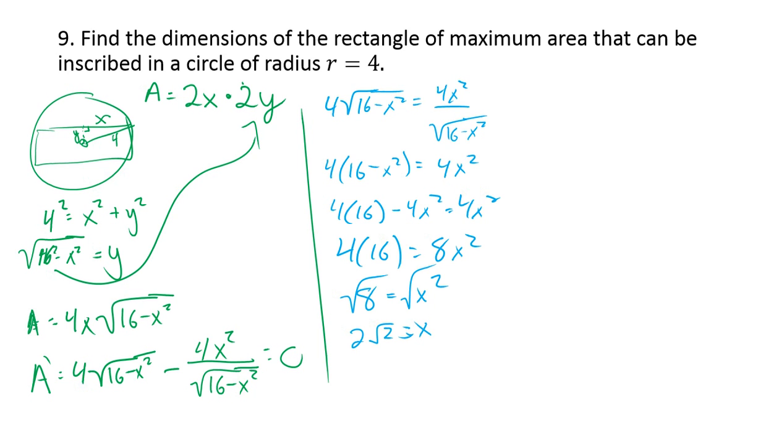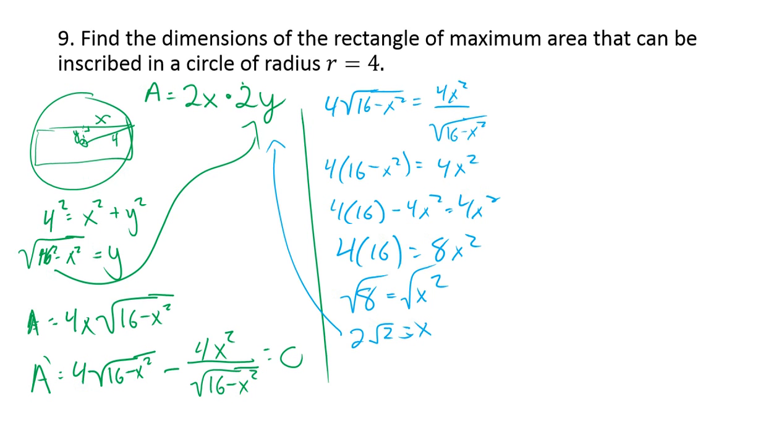So that's what our x will have to be. It has to be 2 root 2. Once we figure this out, then we can plug it in and see what our area is, and then we want to check our other points. But this is going to be our maximum, which will occur at this point.